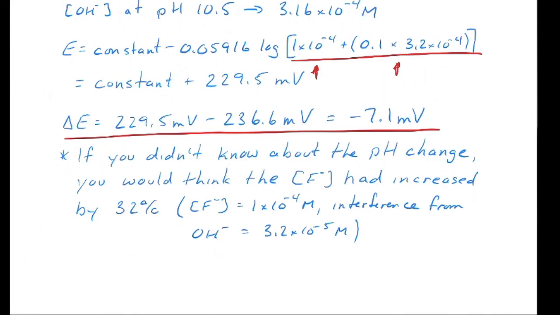So the pH in this case has quite a profound effect on the voltage that is measured by this particular electrode. And if you didn't know about it, then that could seriously skew your results.